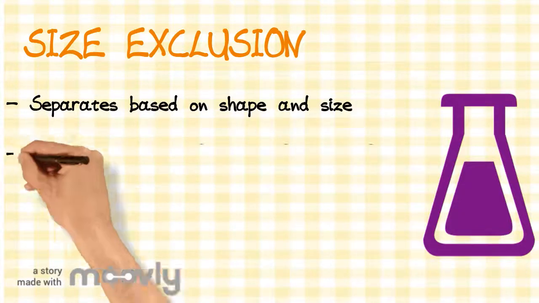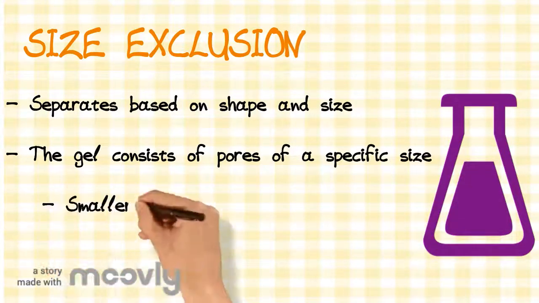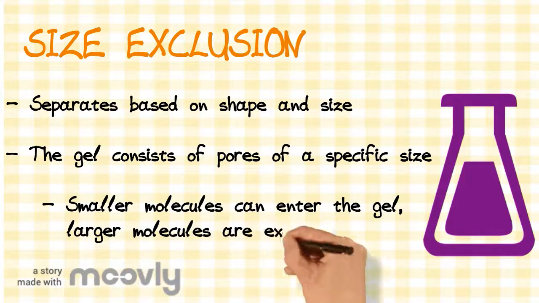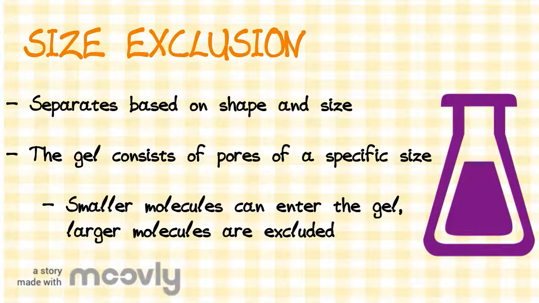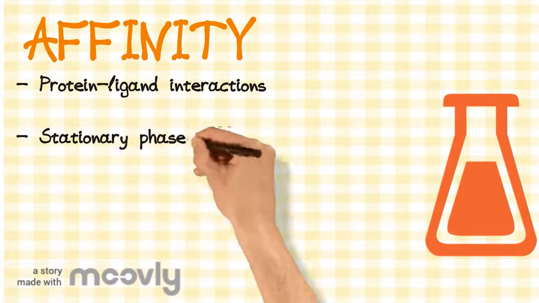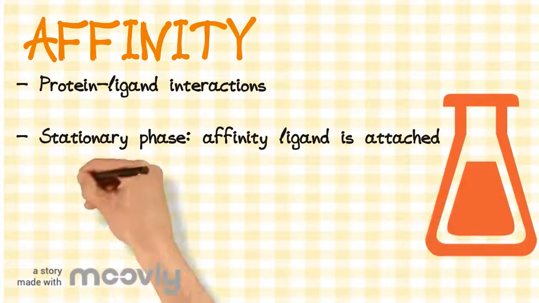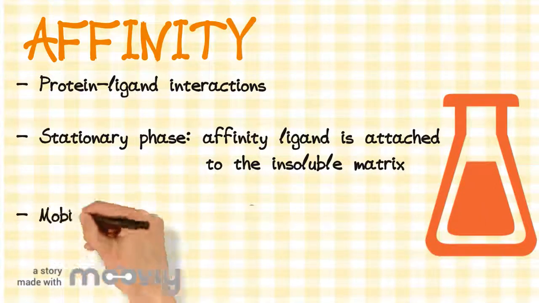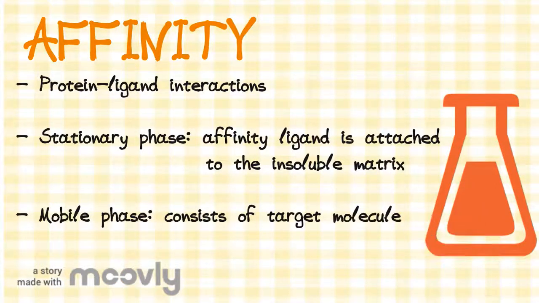Size exclusion chromatography separates molecules based on differences in size as they pass through resin packed in a column. The gel consists of beads containing pores of a specific size, allowing smaller molecules to enter the beads while excluding the larger ones. Affinity chromatography involves the manipulation of protein-ligand interactions such as enzyme and substrate to purify a specific molecule or a group of molecules. These reversible interactions are done by placing affinity ligand onto an insoluble matrix to make up the stationary phase and having the target molecule in the mobile phase.